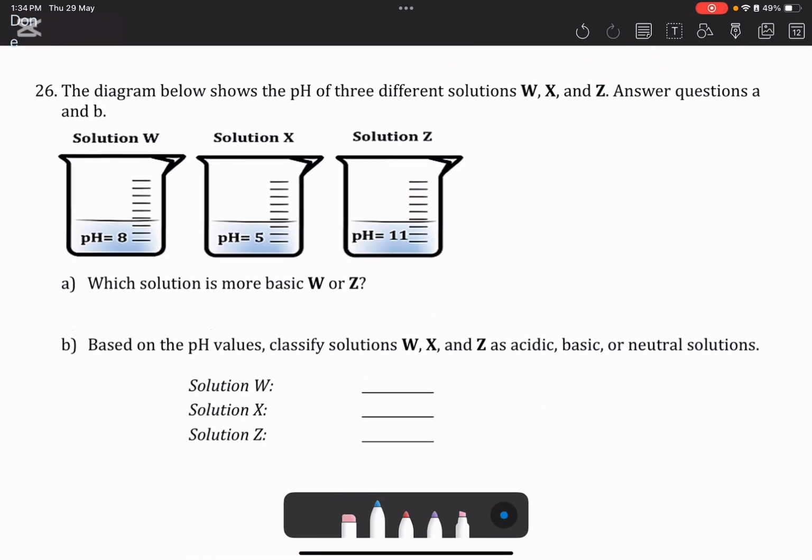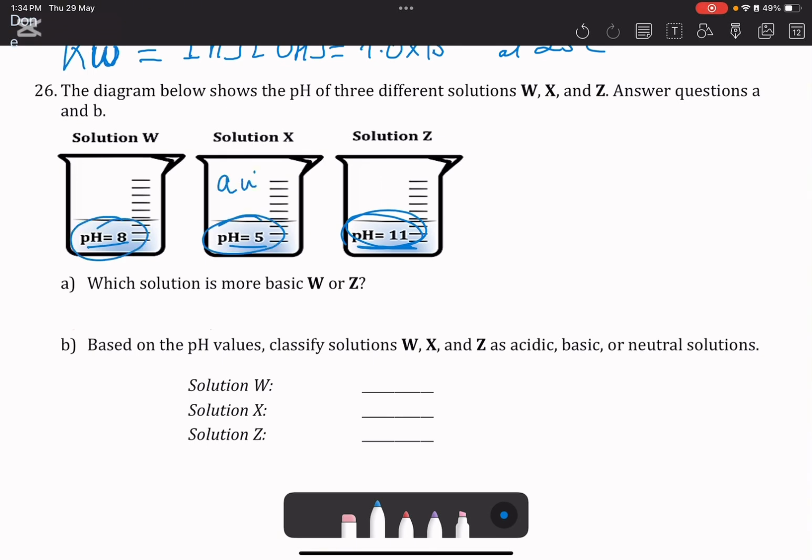Moving on with the questions. The diagram below shows the pH of 3 different solutions, W, X, and Z. Answer the questions A and B. So I have a pH given here, 11, 5, and 8. 5 is acidic, 11 is above 7 so basic, and 8 is above 7 so basic. So classify them as acid, base, or neutral. I don't have any neutral solution here. W is basic, X is acidic, and Z is basic because it's above 7.